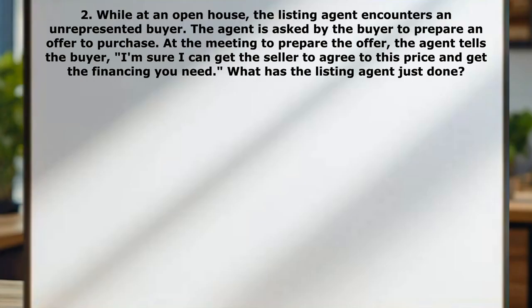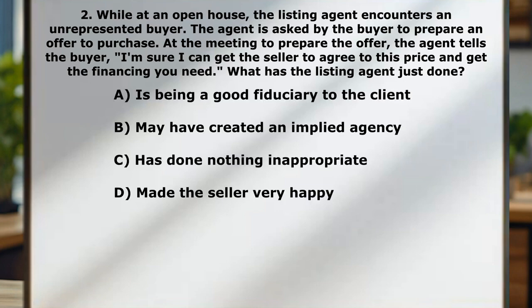Question number two: while at an open house, the listing agent encounters an unrepresented buyer. The agent is asked by the buyer to prepare an offer to purchase. At the meeting to prepare the offer, the agent tells the buyer, "I'm sure I can get the seller to agree to this price and get the financing you need." What has the listing agent just done? A, being a good fiduciary to the client. B, may have created an implied agency. C, has done nothing inappropriate. D, made the seller very happy.